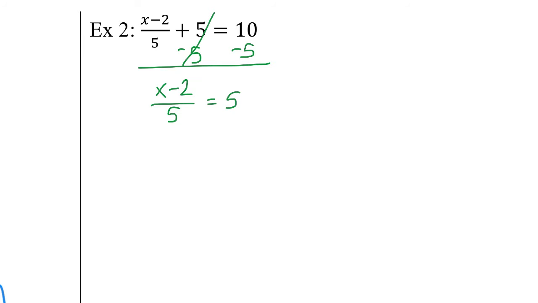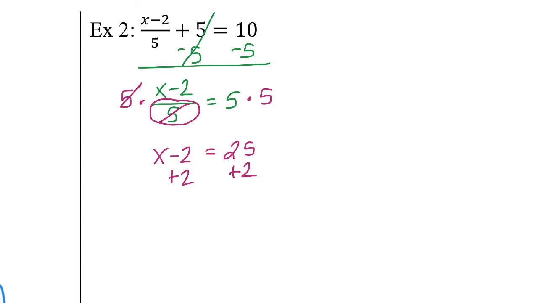Now again, we can't add 2 because of the division. Since both x and 2 are being divided by 5, I have to undo this division by 5. To undo division, we multiply. So multiply by 5 on both sides. This 5 and this denominator 5 will make a 1. So we get x minus 2 equals 5 times 5 on the right, which makes 25. Now we can solve this by adding 2 to both sides of the equation. x equals 27.